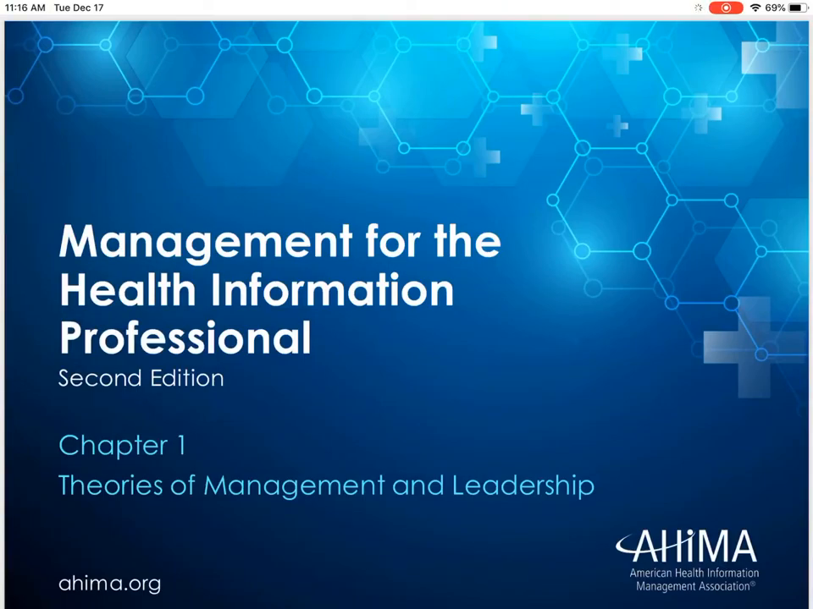We are going to be talking about theories of management and leadership in our first chapter. This is a new textbook, so this information is going to be new to me as well. We're going to still use the same format that we used in health records as far as the slides go and our lecture. So we'll follow along these slides.